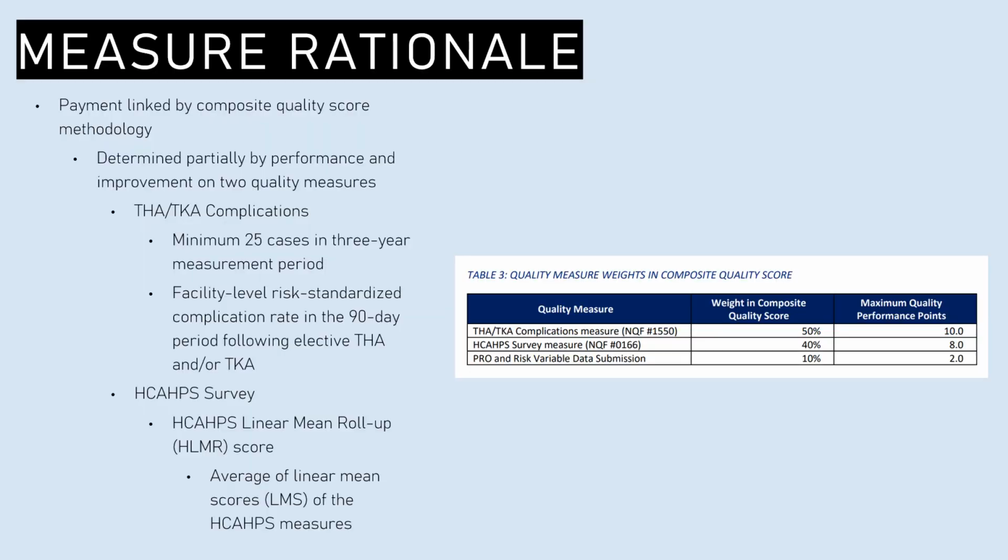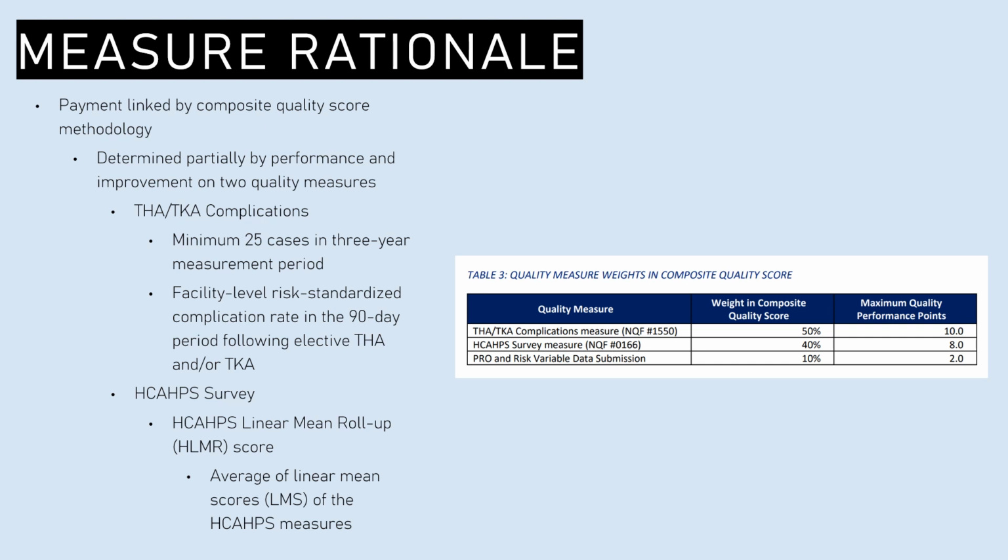These measures were selected because CMS links payment for elective total hip and/or knee arthroplasties by a composite quality score methodology. These measures are calculated as part of the composite score. The complications measure is a facility-level risk standardized complication rate in the 90-day period following elective total hip or knee arthroplasty. It is given a weight of 50% in the composite quality score.